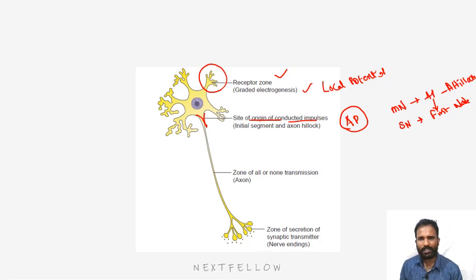The axon is called the zone of all or none transmission because the action potential is transmitted all along the length with the same amplitude until it reaches the terminal. Once it reaches the terminal, it causes the release of synaptic transmitter. We call that the zone of secretion.